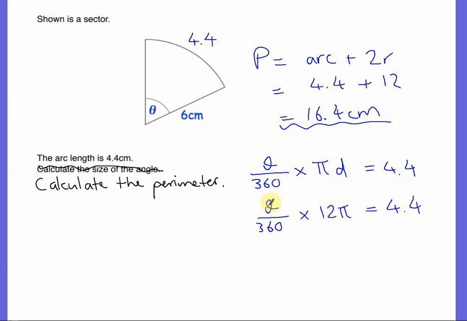So to isolate this theta, to make theta the subject of the formula, the first thing I'm going to do is divide by 12 pi. So I'm going to write theta over 360 is equal to 4.4 over 12 pi. Now to get theta on its own, I'm going to times by 360 to both sides. And again, I'm only picking up my calculator at this point, not earlier. Get in a good habit, basically.